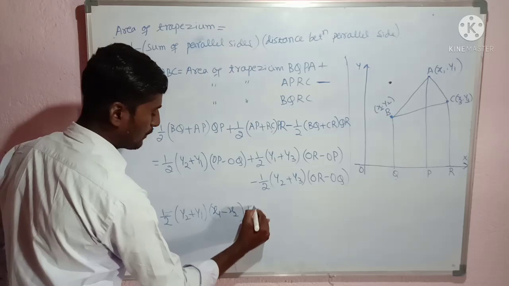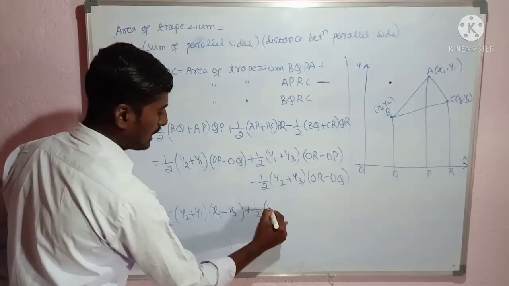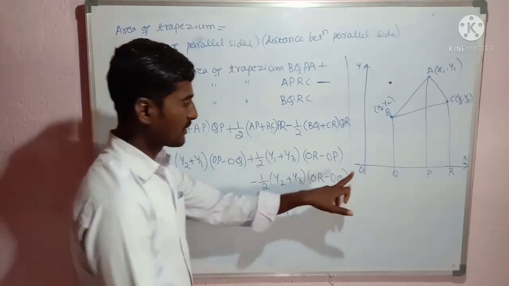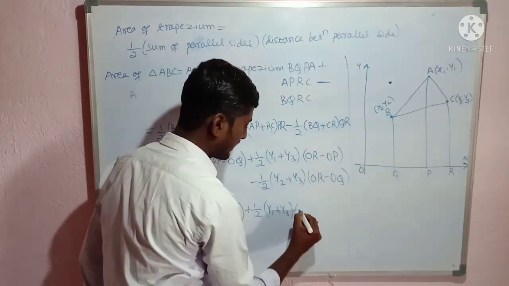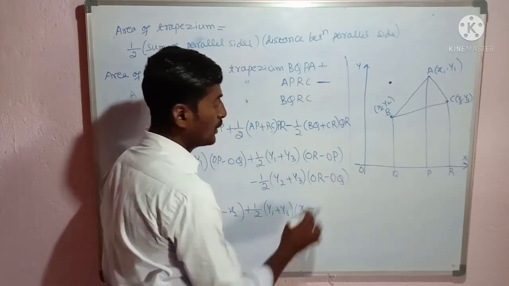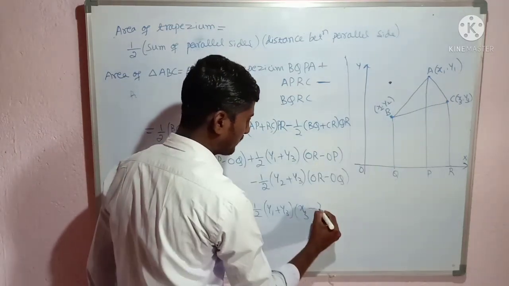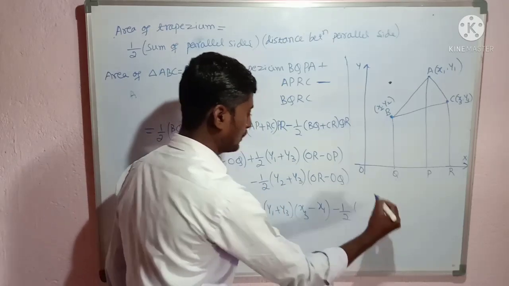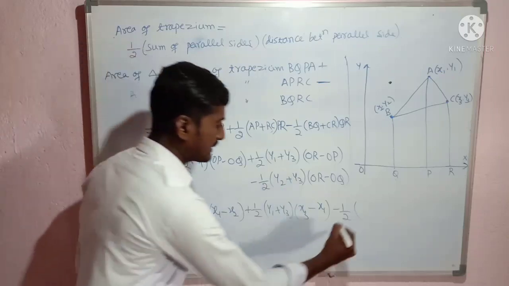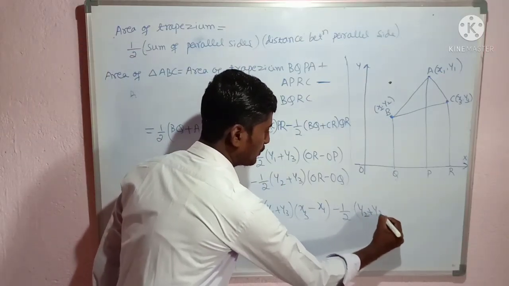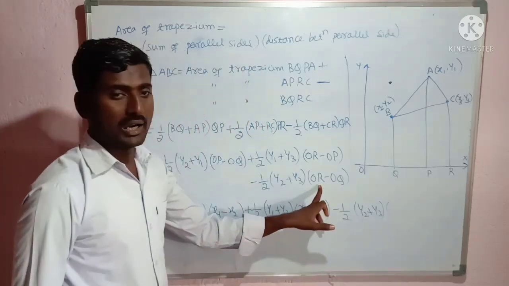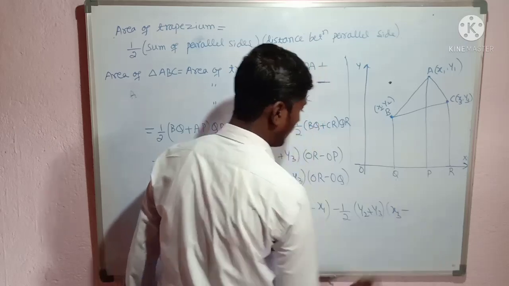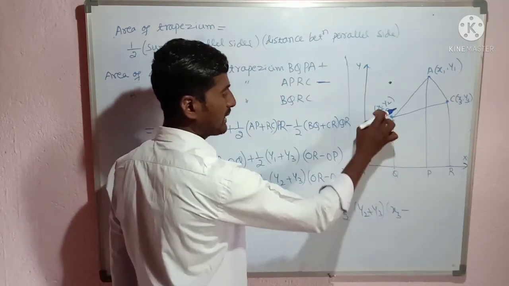Now plus 1 by 2 into y1 plus y3. Now OR, again same procedure. OR is nothing but what it is? x3 minus OP is nothing but what? x1. Okay, minus 1 by 2 into y2 plus y3, y2 plus y3 into OR. So OR is nothing but what here? x3 minus OQ is nothing but what here? x2. Okay.